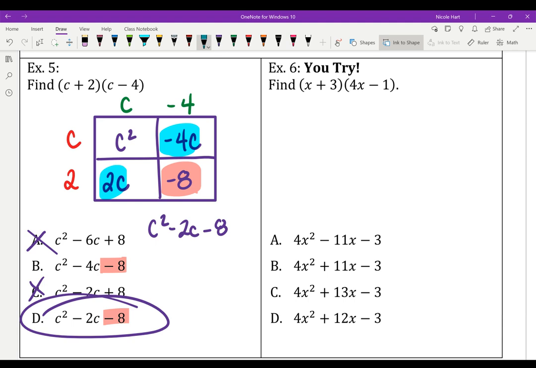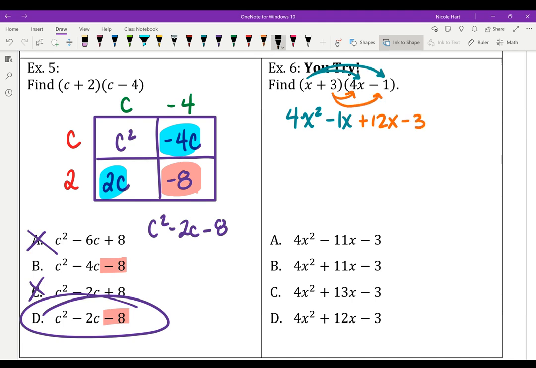So I'm going to go through and distribute. We have x times 4x, which gives us that 4x squared. And then x times negative 1. So negative 1x. You don't have to put the 1, but it still needs to be negative. But it might be helpful, at least until you combine your like terms. And then we have 3 times 4x, so plus 12x. And then 3 times negative 1, which gives us negative 3.